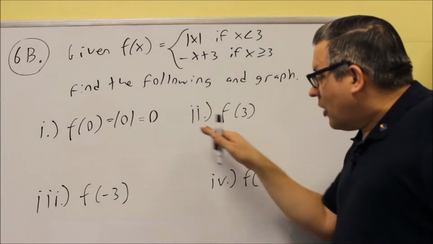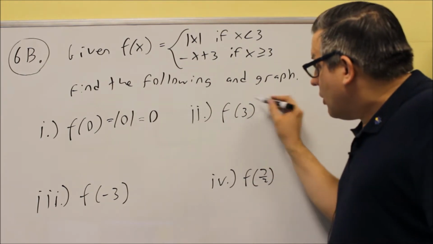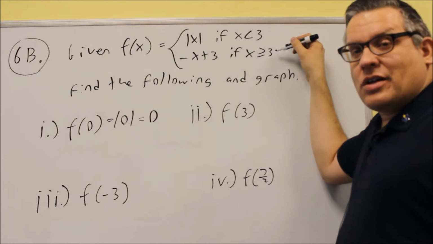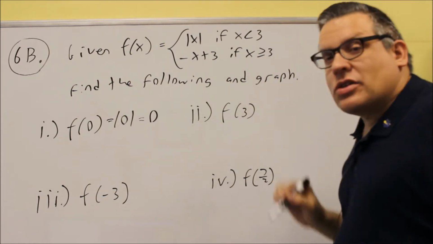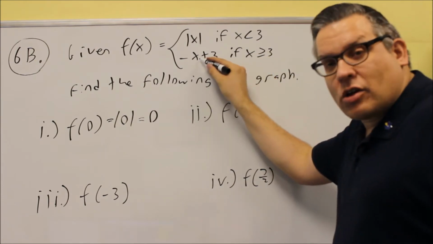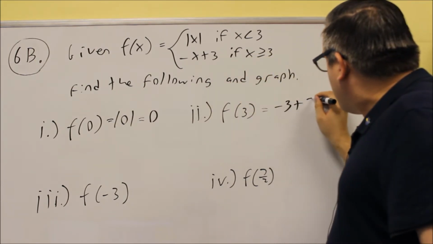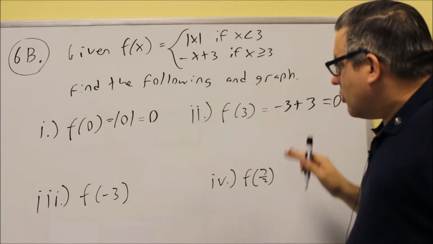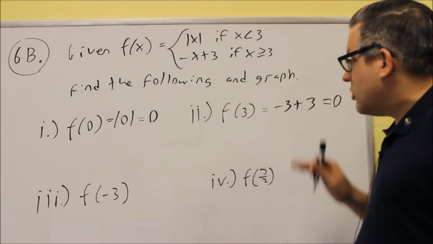For the second part, f of 3. Okay, so 3 would be included only on the second equation because it has the equal sign underneath. So we'll put 3 into the second equation there. Negative 3 plus 3, again we get another 0 for the answer. So 2 is going to be 0.